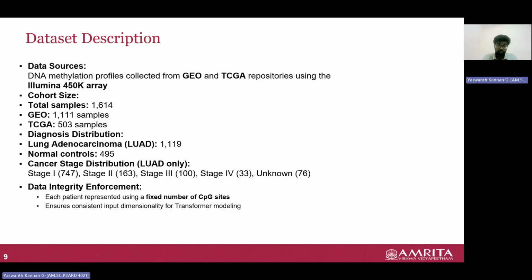This includes 1,119 LUAD samples and 495 normal samples. And with that, we ensure that we have the stage data with the LUAD samples, ranging from stage 1 to stage 4.